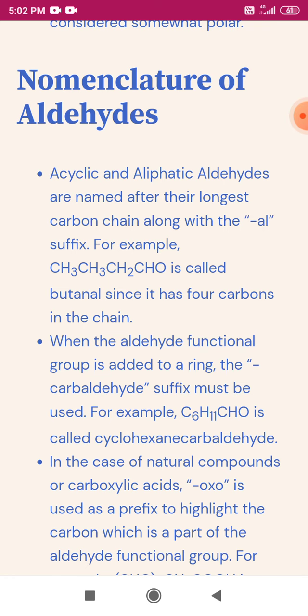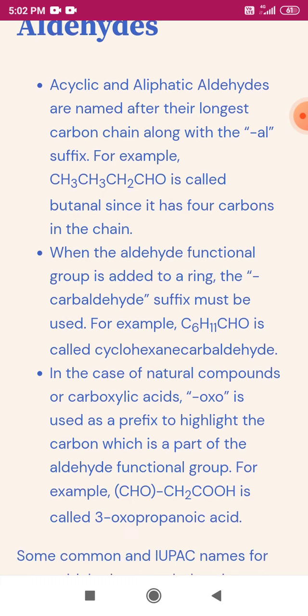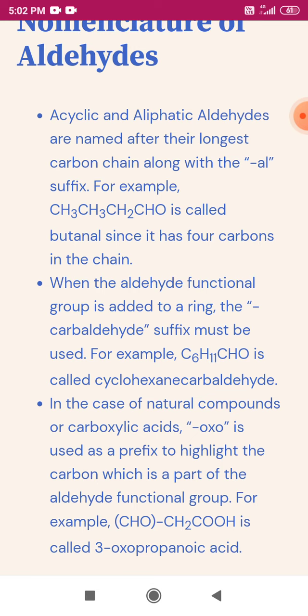When the aldehyde functional group is attached to a ring, the carbaldehyde suffix must be used. C6H11CHO is called cyclohexane carbaldehyde. In the case of a compound with a higher priority group such as carboxylic acid, oxo is used as a prefix to highlight the carbon which is part of the aldehyde group. For example, CHOCH2COOH is called 3-oxopropanoic acid.